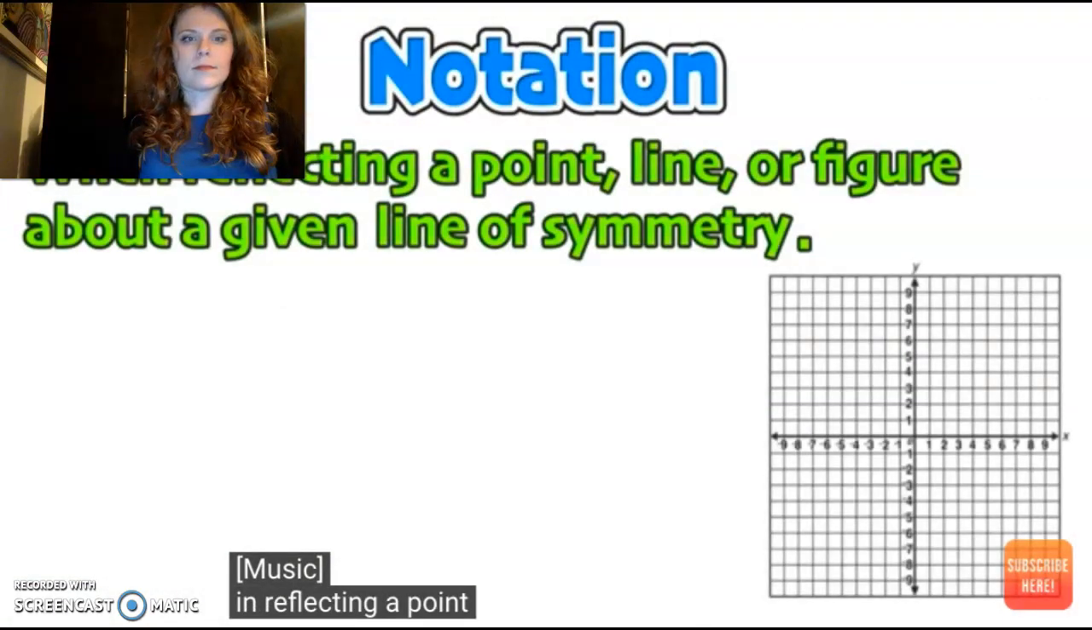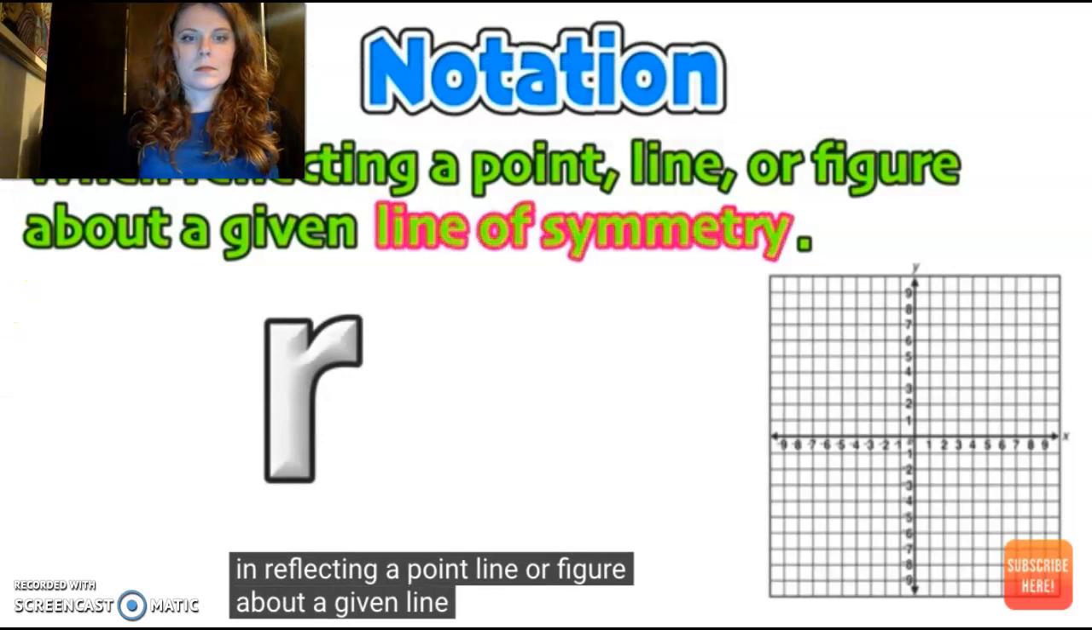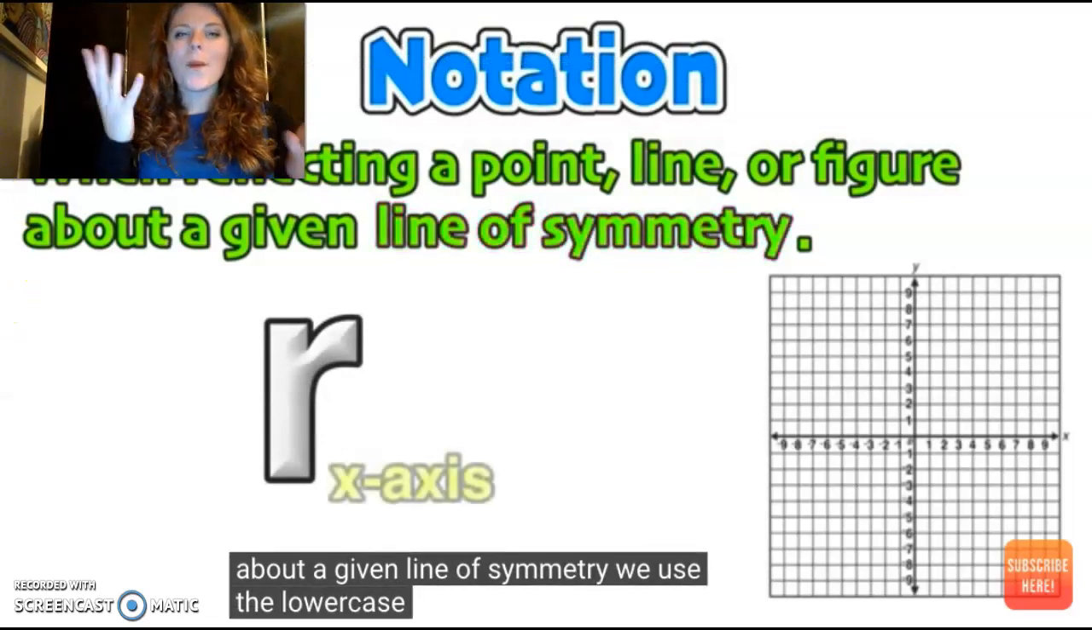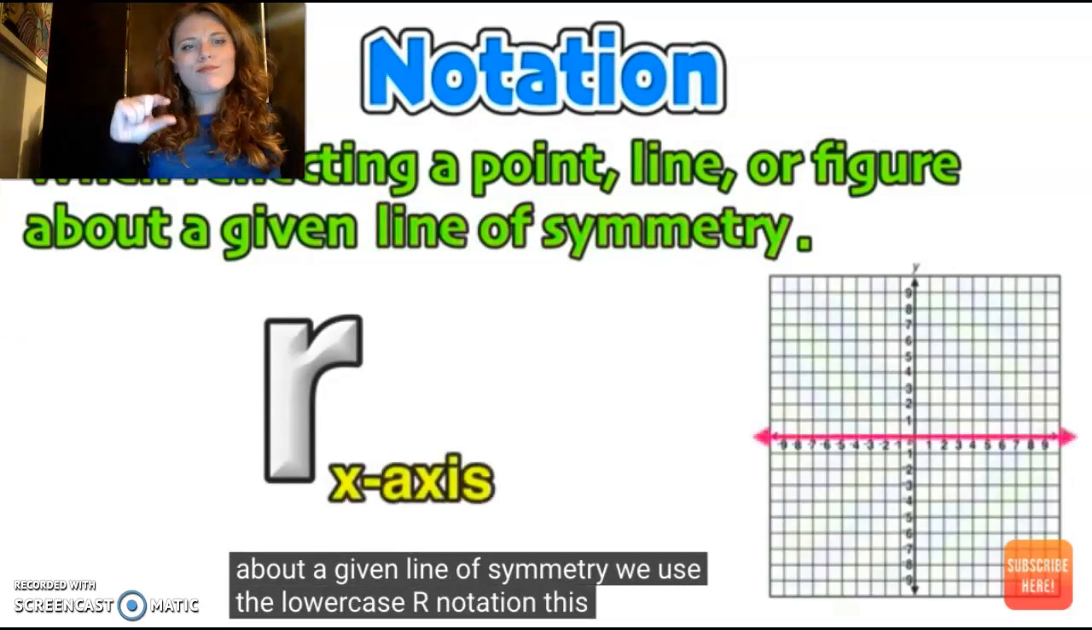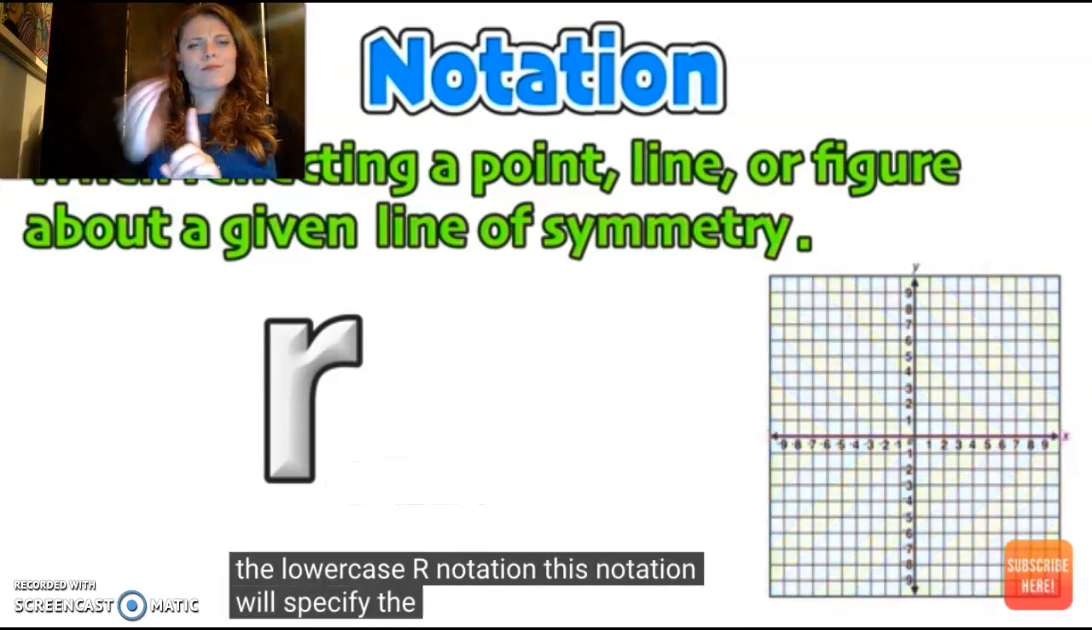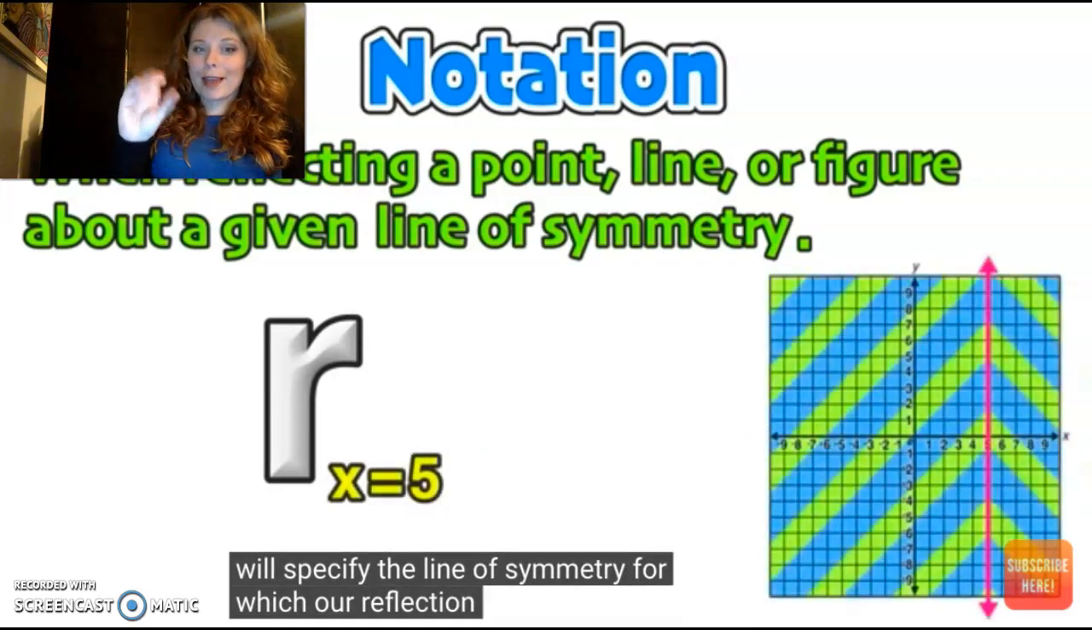When reflecting a point, line, or figure about a given line of symmetry, we use the lowercase r notation. This notation will specify the line of symmetry for which our reflection will occur.